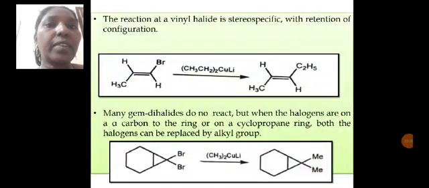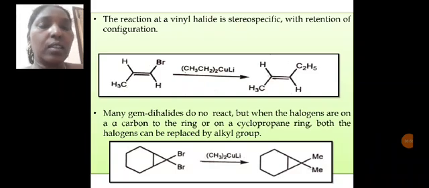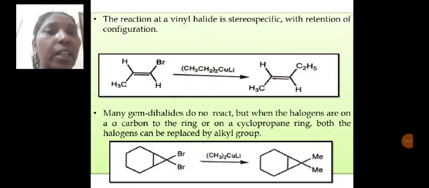The next type of reaction is the reaction with vinyl halide, which is stereospecific with retention of configuration. That is, the configuration is retained. A vinyl halide is treated with lithium dialkyl cuprate and it forms the vinylic compound.